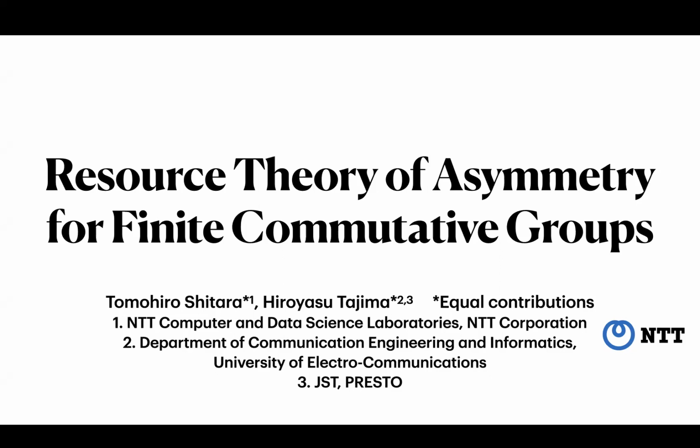Today I would like to talk about resource theory of asymmetry for finite commutative groups, especially about the IID conversion rate. But after we submitted, we realized that we can generalize our results to general finite groups, which are generally non-commutative. So I will also present the results for finite groups.